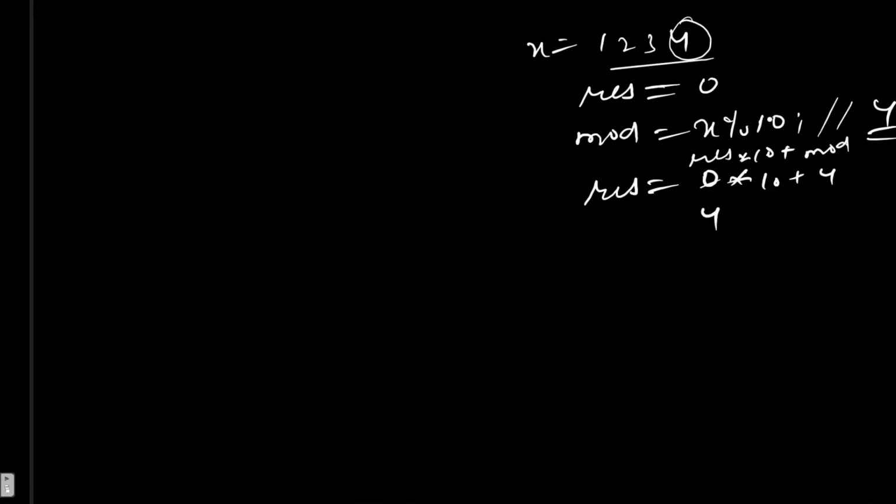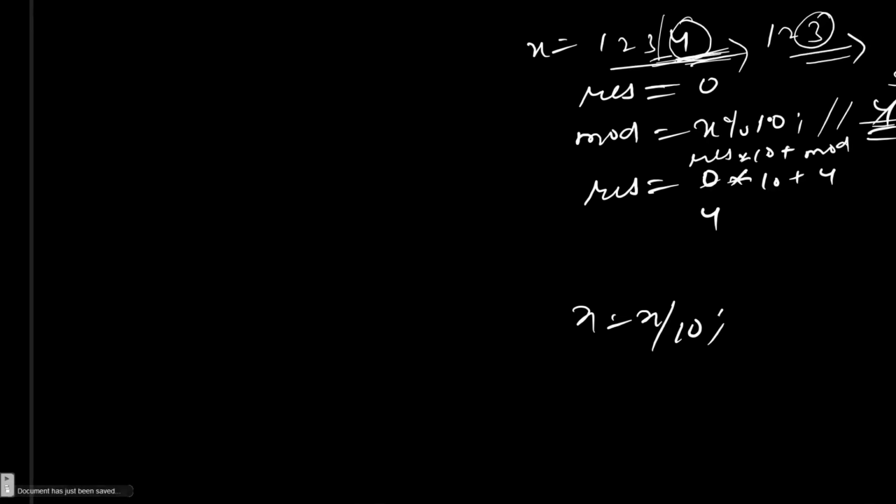At the start the last digit was 4, so our modulus value was 4, and after that we have to get the second last value. For that we have to remove the last digit. We can do this by doing x equal to x divided by 10. Then x will be 123. If we find the modulus, it will be 3. Then our result will be 4 times 10 plus 3. So our current value is 43, and we have to again remove the last digit.